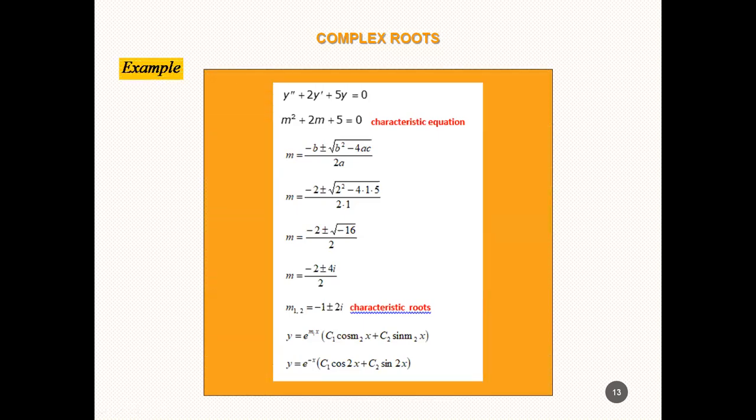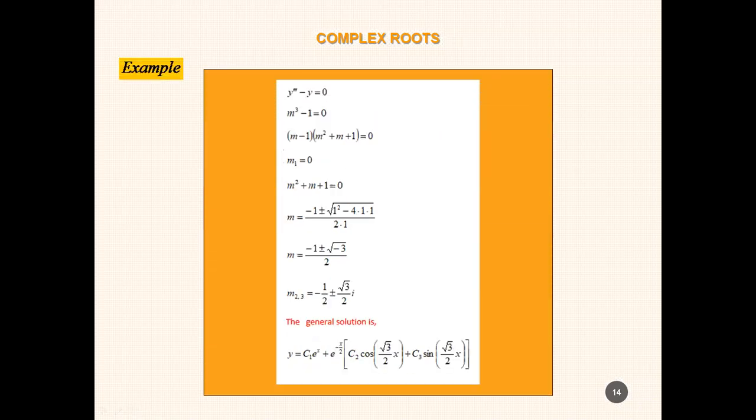Sige, we'll proceed. So the next part, still on complex roots, is this. You have a third order DE. This is your characteristic equation. If you're going to do factoring, you will have m minus 1 and you have this. You can use synthetic division in here, or you can simply use your calculator in finding the roots. But for the second part, you need to use the quadratic equation because this is a quadratic equation.